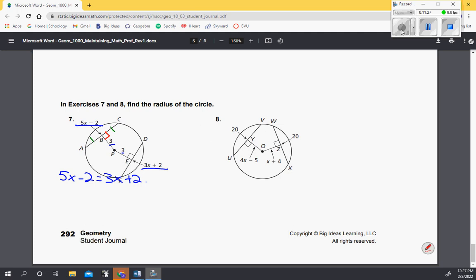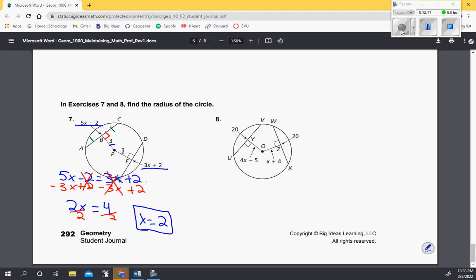So I'm going to subtract 3x from both sides. I'm going to get 2x. I'm actually going to add 2 to both sides. Sorry, I kind of missed that. So we're going to add 2 to both sides. We'll subtract 3x, so add 2 here. Okay, kind of doing 2 steps in one, which is fine. You can do that algebraically. 2 plus 2 is 4. So we get 2x is equal to 4. To solve for x, we're just going to divide by 2. So x is equal to 2.